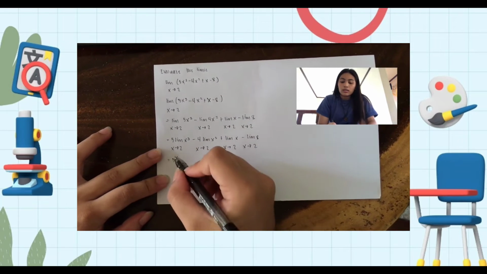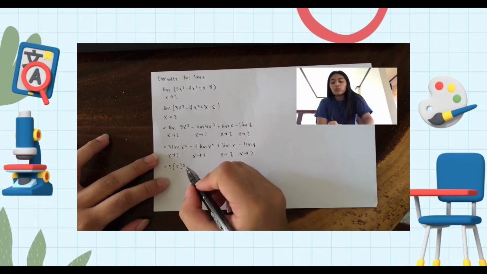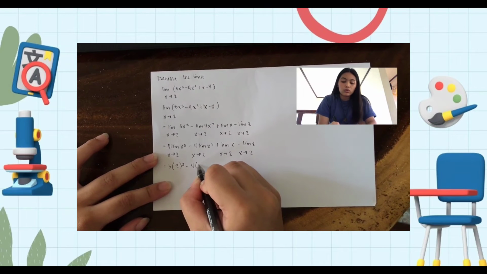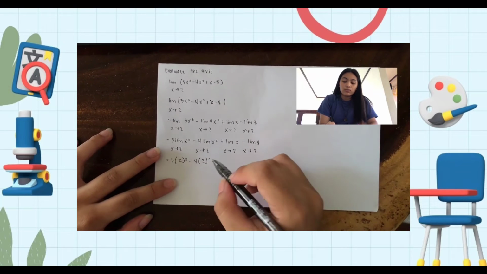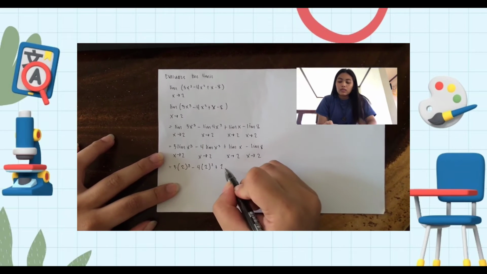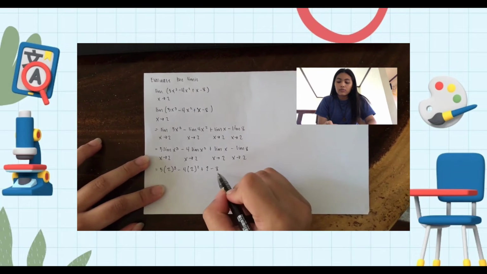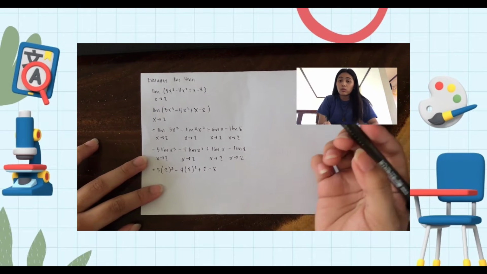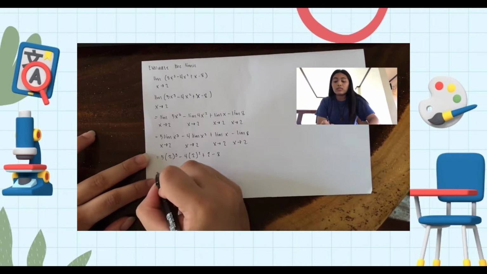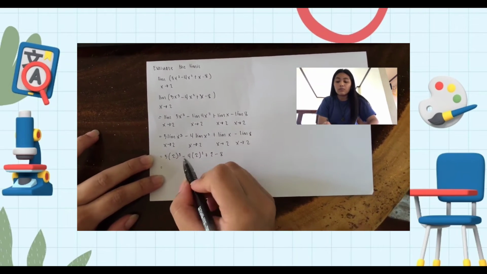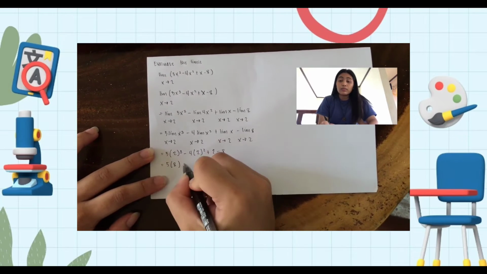So this is 5 times... x approaches 2, so the value of x will be 2. So 2 cubed, minus 4 times 2 squared. Plus, since x approaches 2, the x is 2 again. And the 8 is a constant. Whether it is approaching 2, 3, or 4, the constant is still 8. So the 8 will still be 8.